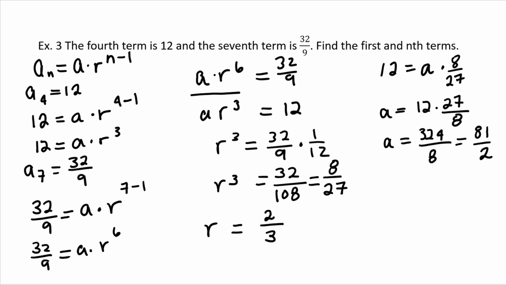Now we can write the nth term. So note, we got a, that was the first term, and for the nth term, we need to fit the formula, so we're going to have 81/2 times, the common ratio is 2/3, to the power of n minus 1.